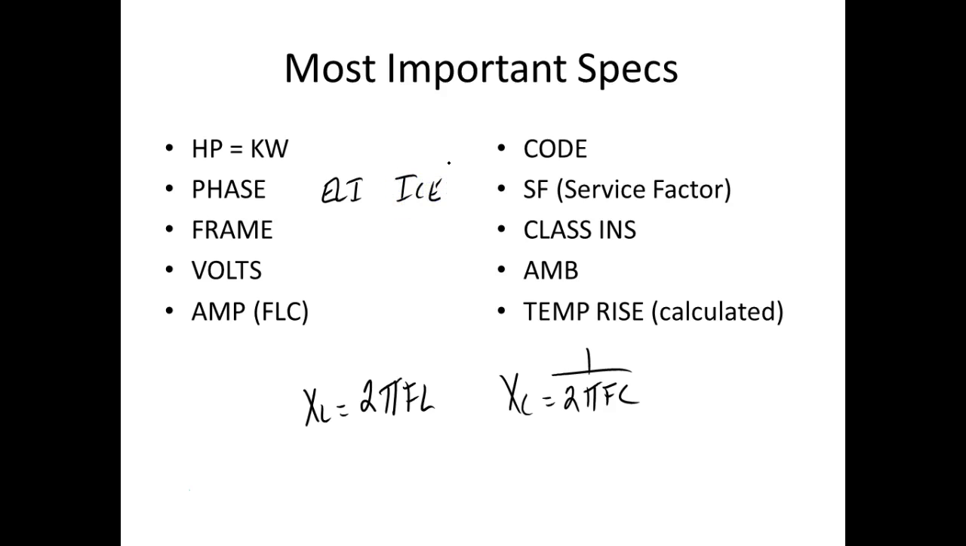In AC, you'll learn about Eli the Iceman. And what it's saying is that in a parallel circuit, okay, this is constant. The current lags in an inductive circuit, and current leads in a capacitor. So what you find out is that capacitors and inductors are exactly opposite of each other.